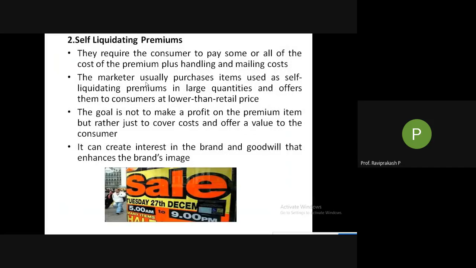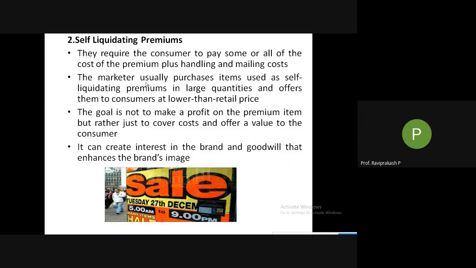What are self-liquidating premiums? They require the consumer to pay some or all of the cost of the premium plus handling and mailing costs. Similar to what you saw earlier, where you provide the toy but add its amount into the price of the product, here you are asking the customers, in a direct or indirect way, to send the amount for the premium plus handling plus mailing. They say, okay, you pay the mailing cost of so much and we'll send this product to you.